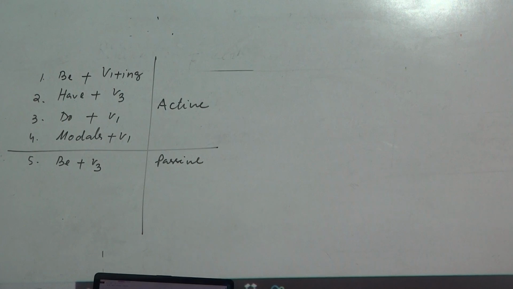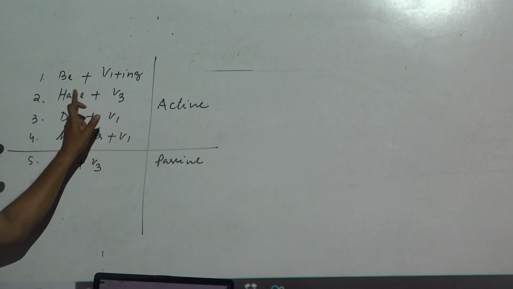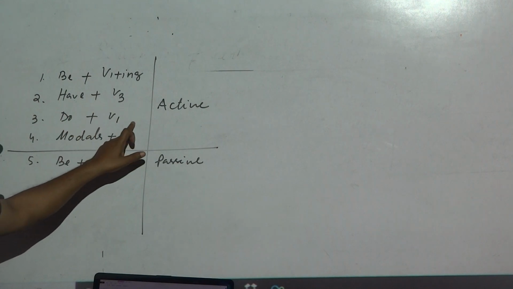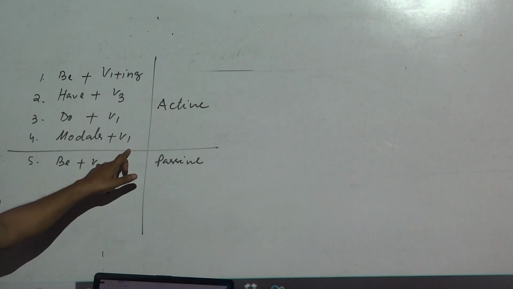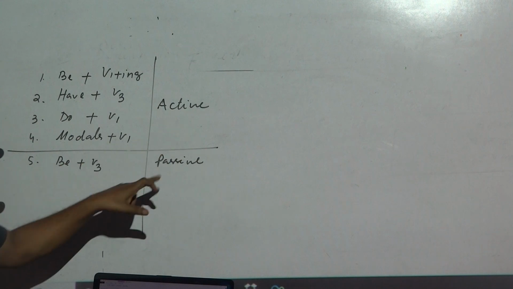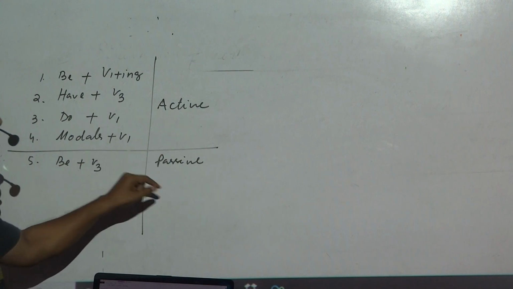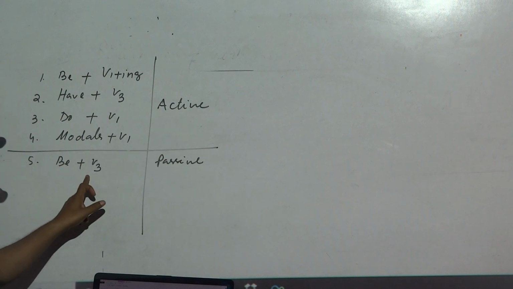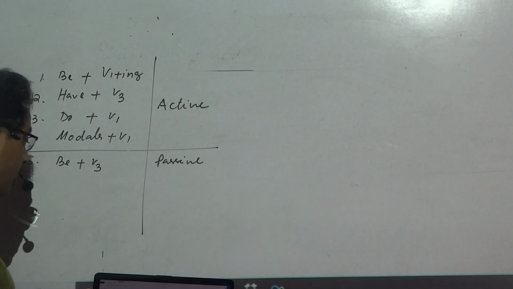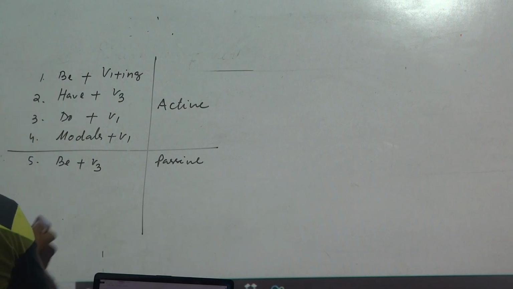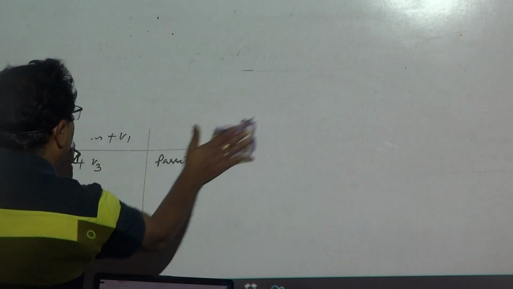Okay? The be verb plus V1 ing, have verb plus V3, do verb plus V1, modal plus V1. These four structures are active. Only be plus V3 is passive. Okay? Remember these four ideas. I will come back to these things again.